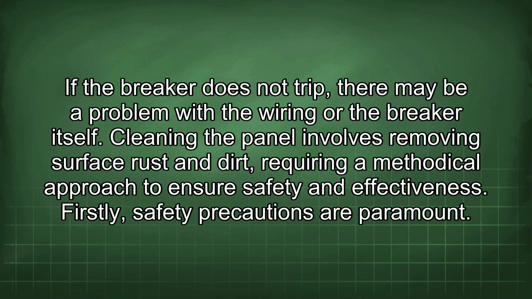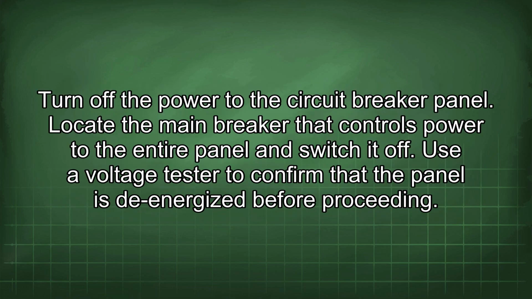Cleaning the panel involves removing surface rust and dirt, requiring a methodical approach to ensure safety and effectiveness. Firstly, safety precautions are paramount. Turn off the power to the circuit breaker panel. Locate the main breaker that controls power to the entire panel and switch it off. Use a voltage tester to confirm that the panel is de-energized before proceeding.